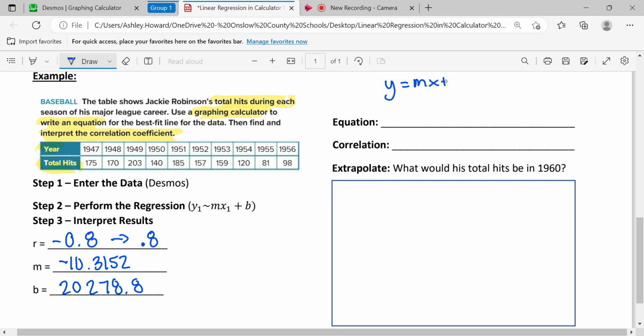So remember, mx plus b for our linear relationships. So I'm going to take the slope that they gave me and fill in for m. And then I'm going to replace the b, my y-intercept, with the y-intercept that they gave me in the calculator. And like we said, since our correlation coefficient was negative 0.8, that would mean it has a strong and a negative correlation.